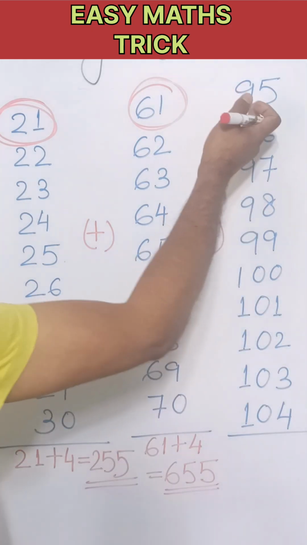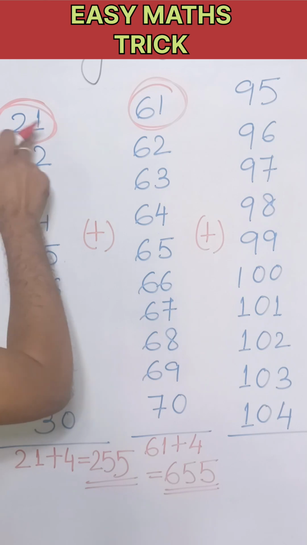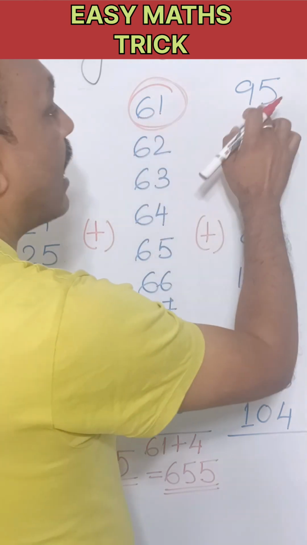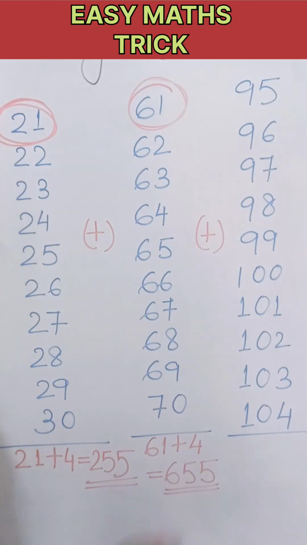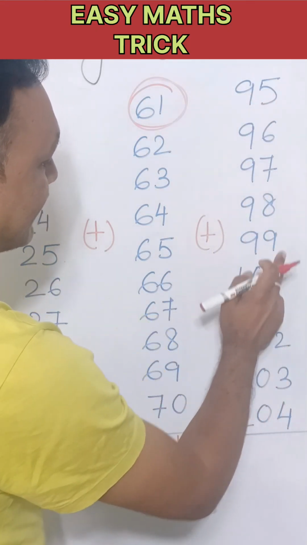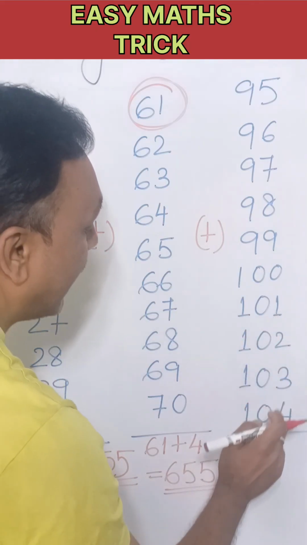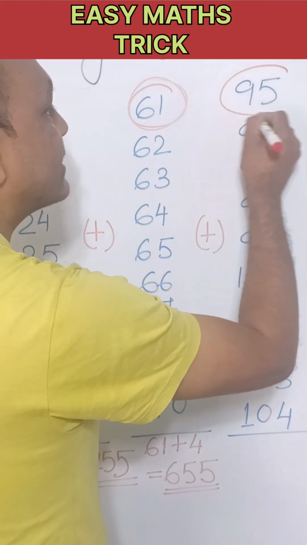And the last one, this does not start from the previous one, it is not started from 21 or 61, but I have taken from 95. But these are all consecutive serial numbers: 95, 96, 97, 98, 99, 100, 101, 102, 103, 104. So these are all consecutive serial numbers. If I am going to add, what is the trick?